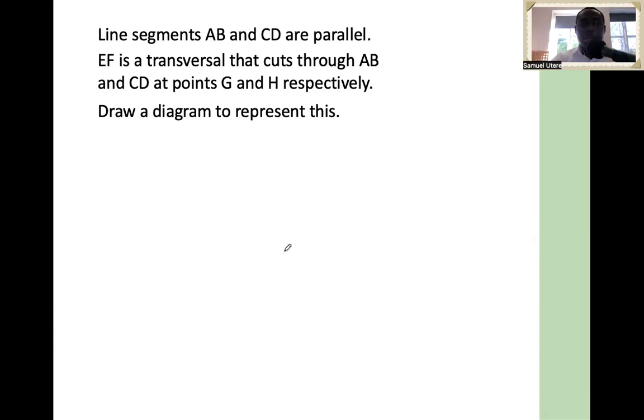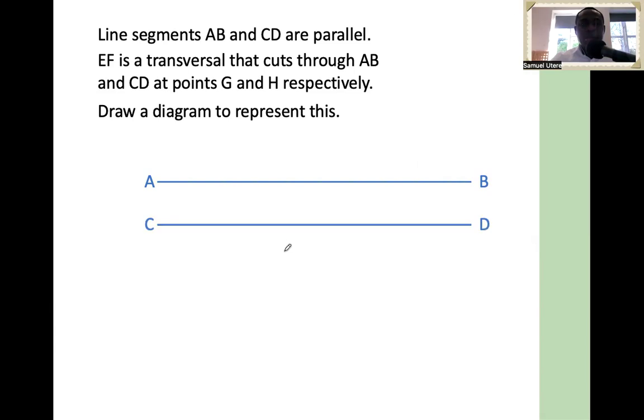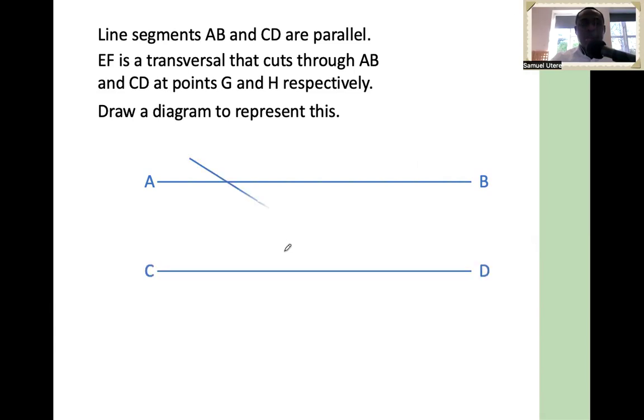let's see the example. First, you draw the line AB. You draw the line segment AB. Next, you draw a parallel line CD that is parallel to AB. Make sure you include your parallel line notations. And then next, you draw a transversal. And then you mark the points G and H on the transversal.